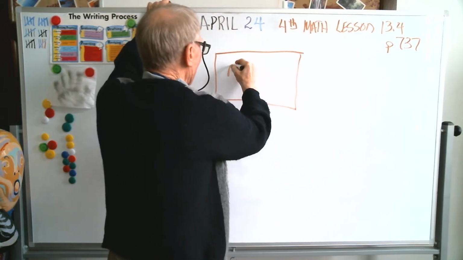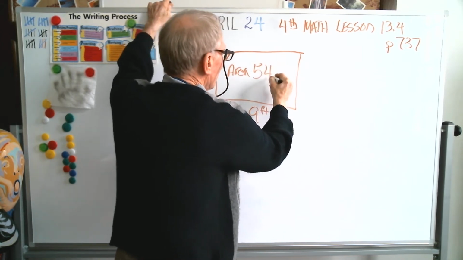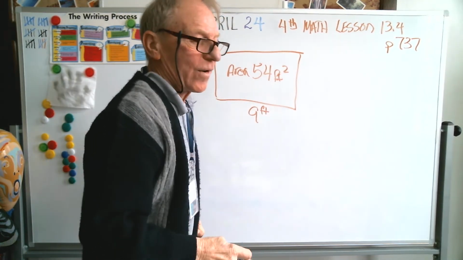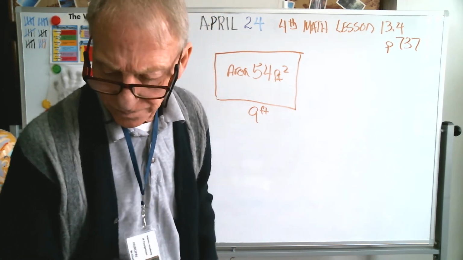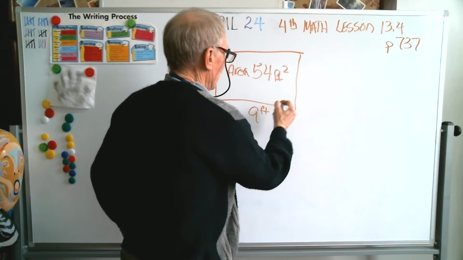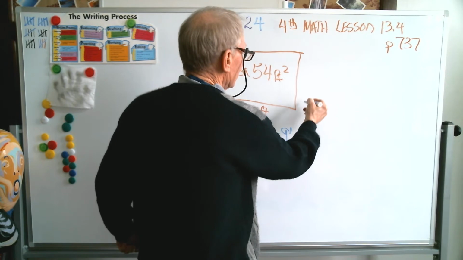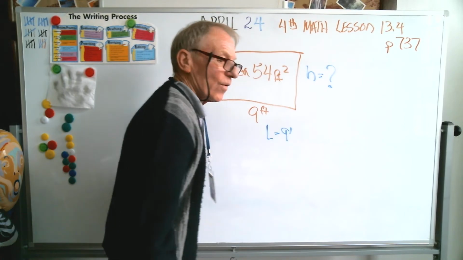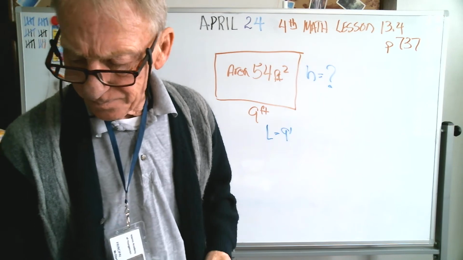We know that the area is 54 feet. And remember, area is in square units of measure. So we got to figure out what the missing dimension is. We know that its length equals 9 feet, but the height is unknown. And we got to figure out what it is. So how are we going to do that?